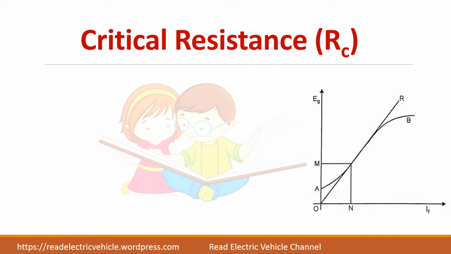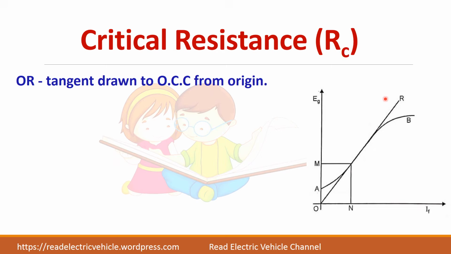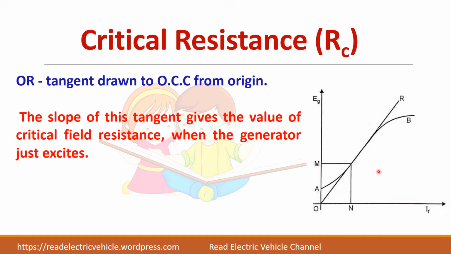Let us see what this critical resistance is. First, we have already drawn the OCC characteristics, that is the graph AB. Now draw a tangent to this OCC characteristics. That will give you the value of critical resistance. That is the slope of this line. On the Y-axis you have voltage and on the X-axis you have field current. So you take Y by X, you will get the resistance value, that is called critical resistance.